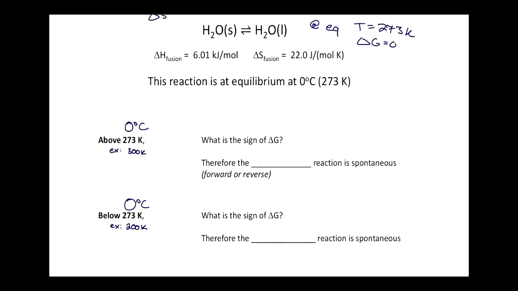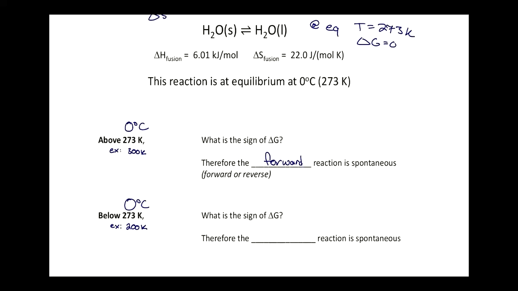We're above that equilibrium temperature we just calculated. What does our intuition say? If we're above 273 Kelvin, does this reaction happen? If we're above 0 degrees Celsius, solid to liquid, what is that called? Melting. So, does this reaction happen above 0 degrees Celsius? Let's say we're at 300 Kelvin, which is 27 degrees Celsius. Yes, this reaction should happen. So that means the forward reaction is spontaneous, okay?